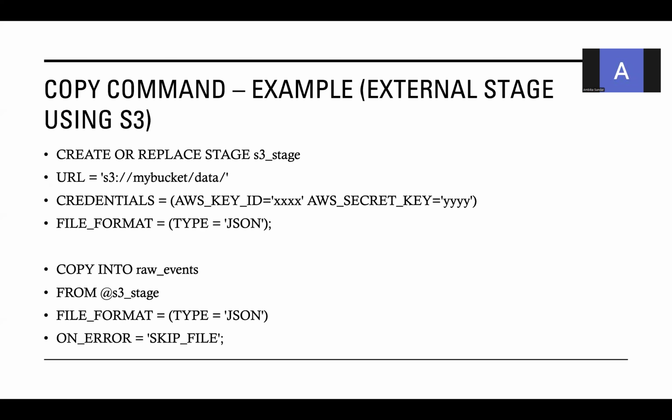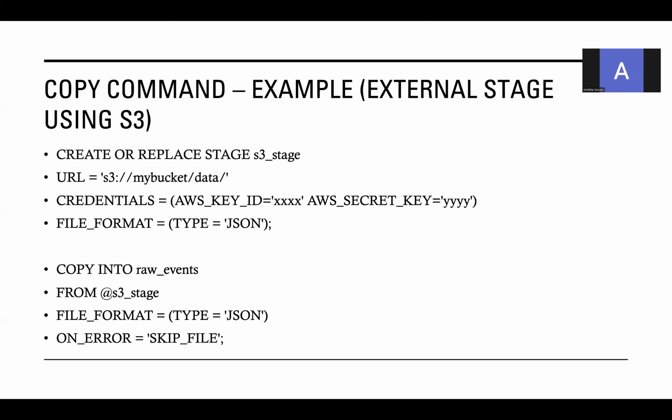So, copy command using the external stage. For this, I am going to create the external stage called S3_stage. URL, because this is the external stage, it will be connected to the cloud storage. That is why we have to provide the URL, S3 my bucket data. Credentials: to access this S3 bucket, we need the AWS credentials, that is key ID and the secret key. And the file format is JSON.